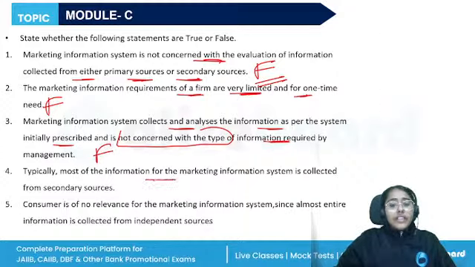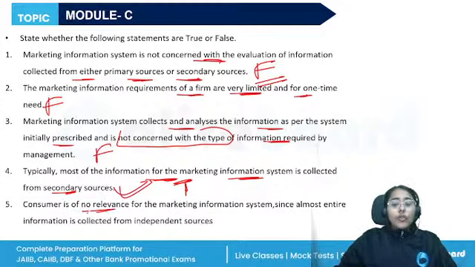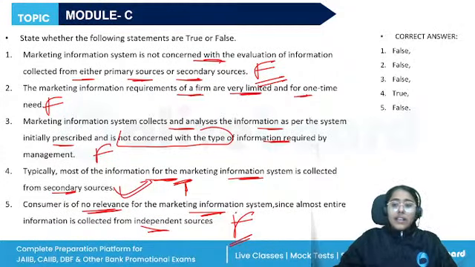Typically, most of the information for the marketing information system is collected from the secondary source. This can be true. Secondary source means the customers, and consumer is of no relevance for the marketing information because entire information is collected from independent sources. So again, this will be false. So the correct answer is first, second, third, and fifth are false statements, and only the fourth statement is true.